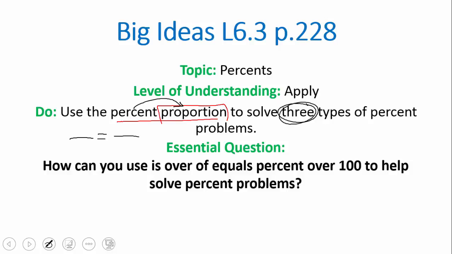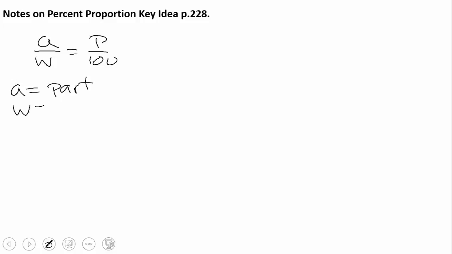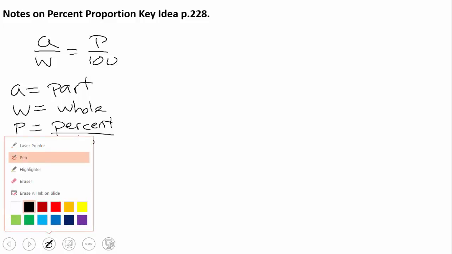How can you use is over of equals percent over 100 to help solve a percent problem? Now, when you read page 228, you had to write down some notes, and you probably wrote down this percent proportion because that's what it told you to do. A over W equals P over 100, where A is the part, and W is the whole, and P is the percent over 100. And I'm going to show you something different.